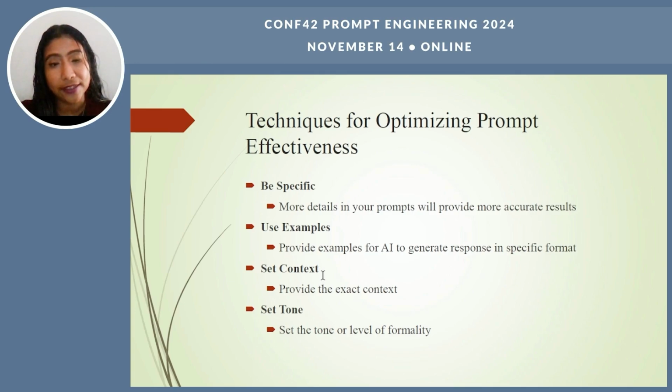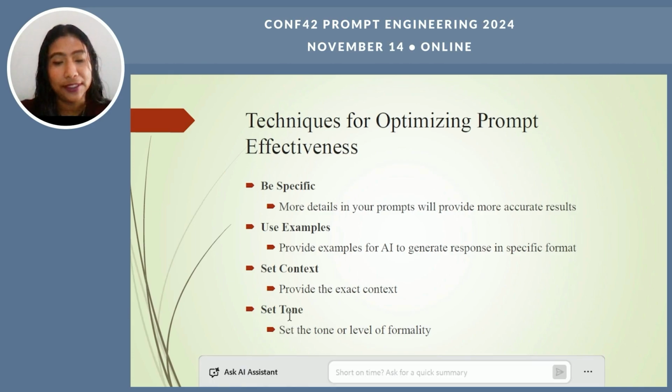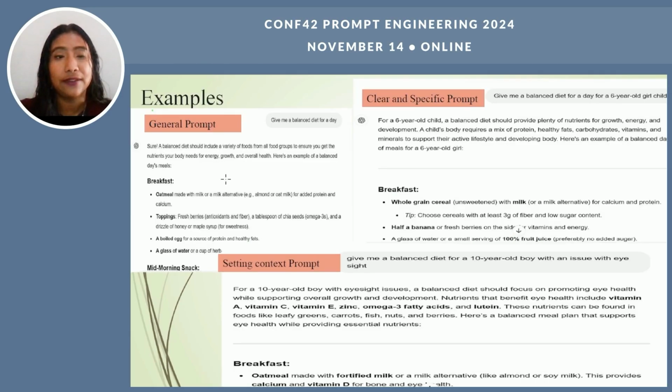But if we are asking a query, what do you think about the election, the current American election, then we will get the exact response which we are looking for. And also, the same with tone: set the tone and level of formality. Let us validate some examples, some case studies, of how prompt engineering works.